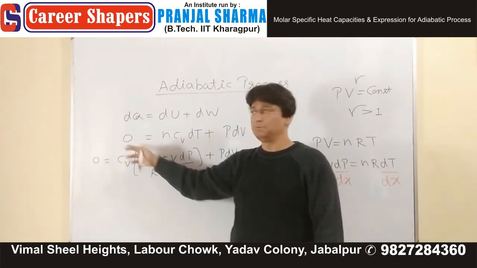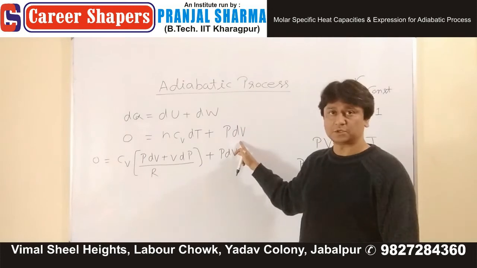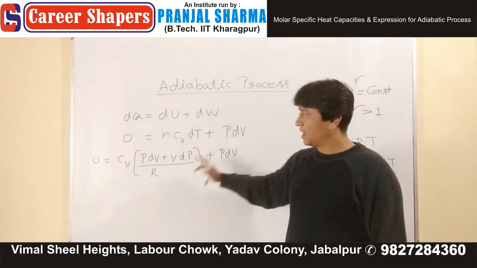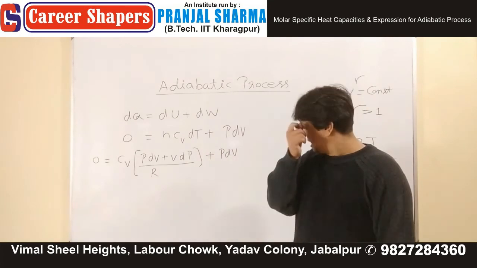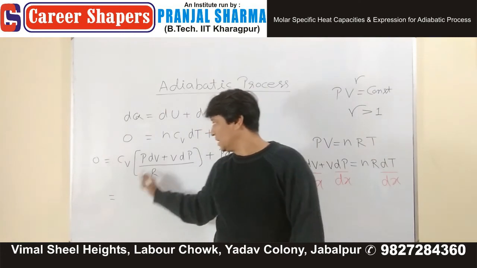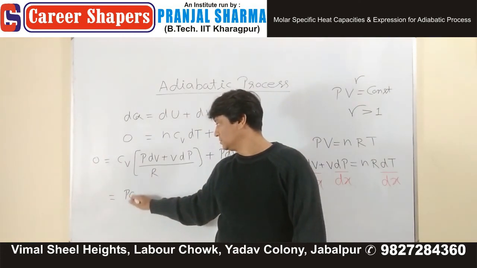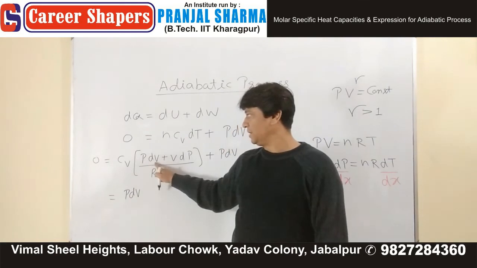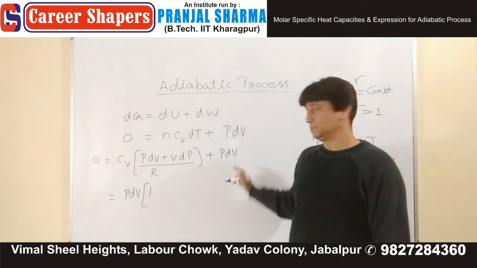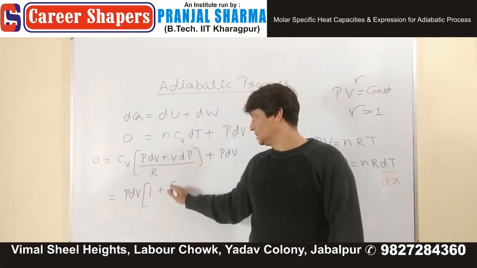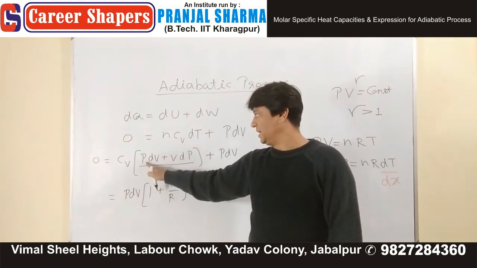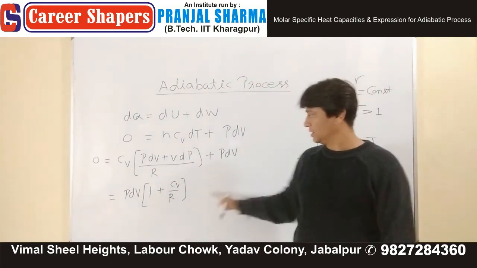dQ is 0, dU is this, dW is this. Differentiate, put it inside. अब ये चीज क्या बनी हुई है? And how do you integrate this part? देखना फास्ट इसको. ये क्या लिखा हुआ है? Let's take P dV common. P dV. Then you get 1 plus Cv upon R, P dV, Cv upon R, P dV.